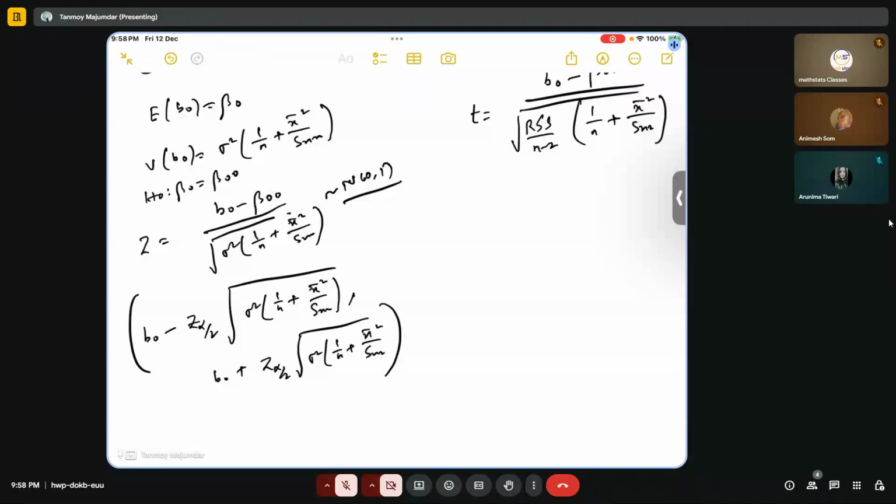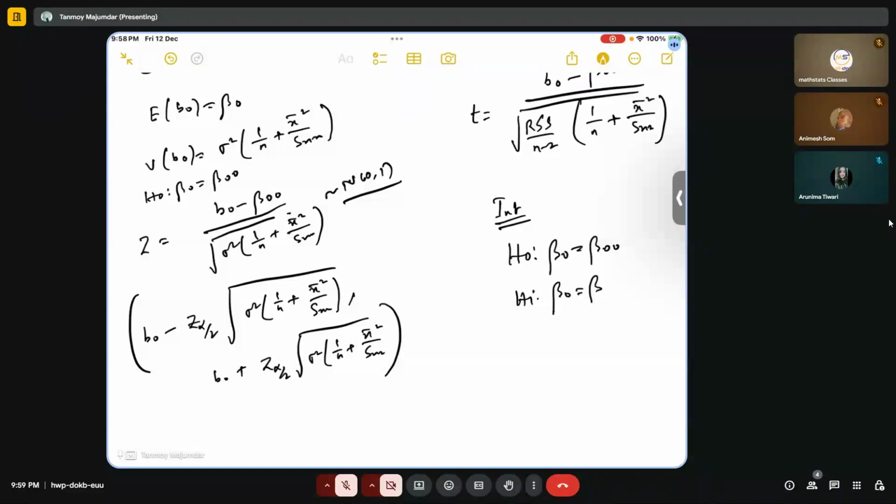So the thing is, here we have an interpretation. Okay, what is the interpretation? Suppose we consider a null hypothesis, that is beta naught equals beta naught naught, and the alternative, beta naught not equal to beta naught naught.